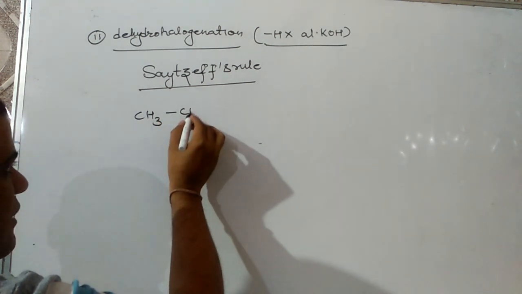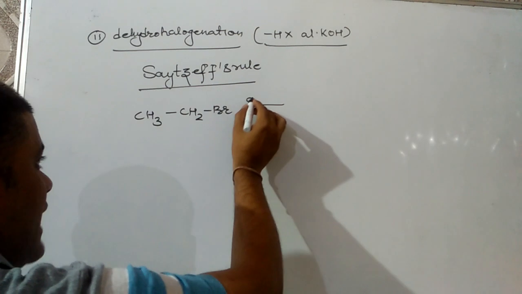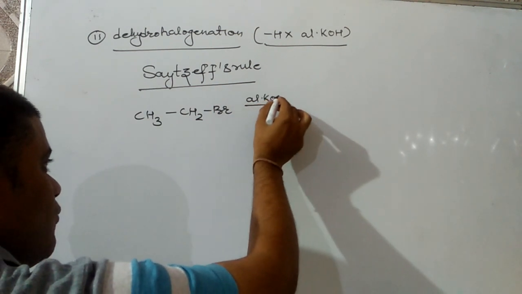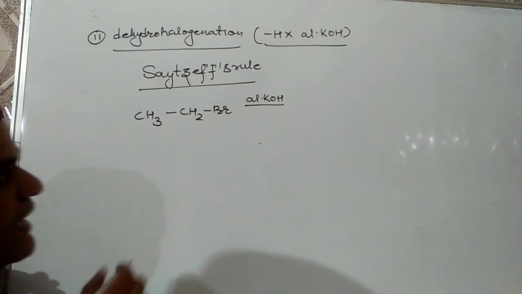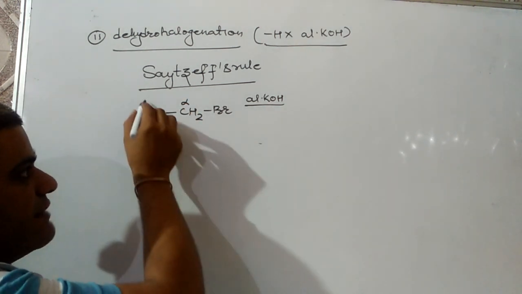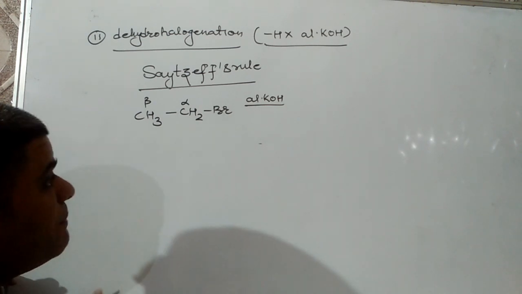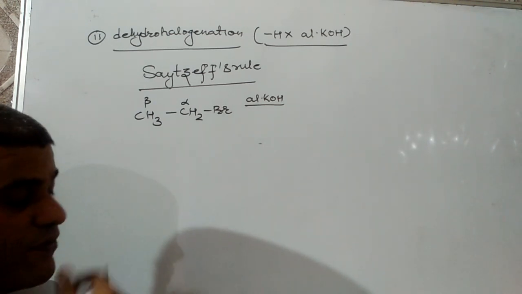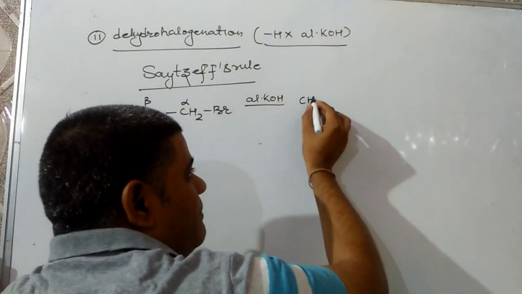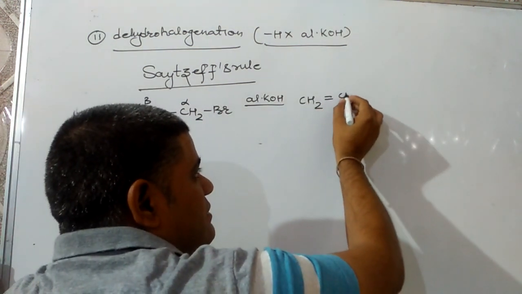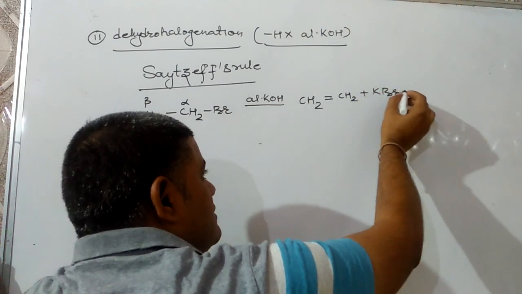What happens when 1-bromoethane reacts with alcoholic KOH? As I have mentioned here, elimination will take place, and the reaction will be an example of beta elimination. From the beta position we have to take hydrogen, and from the alpha position we have to take the halogen. So here the product formed will be ethene plus KBr plus H2O.